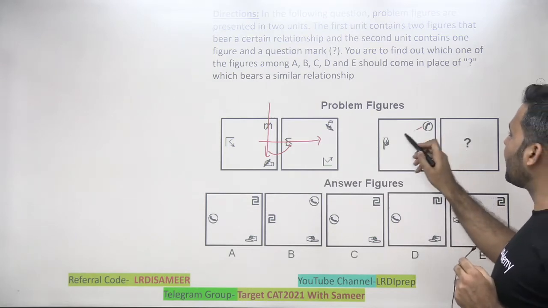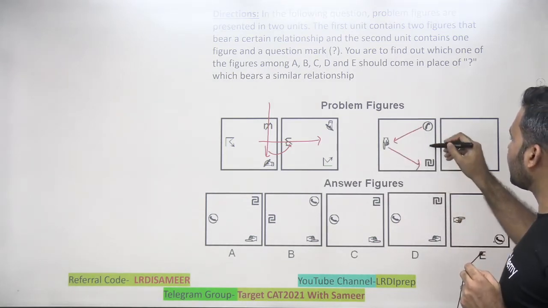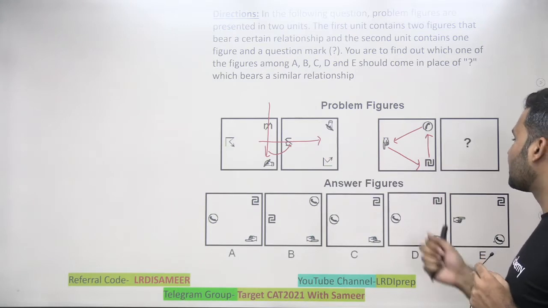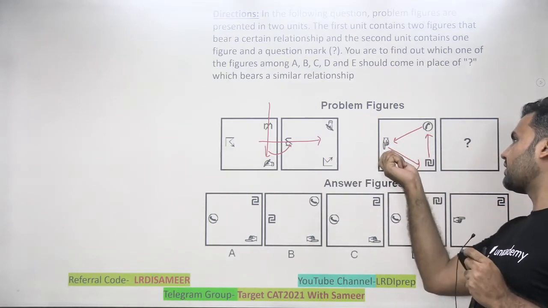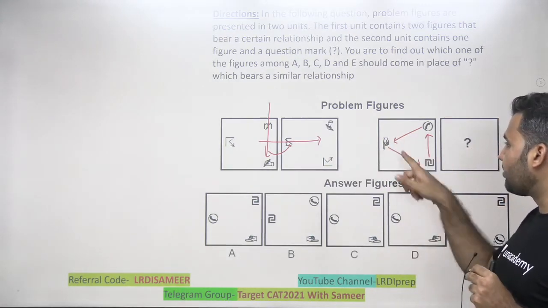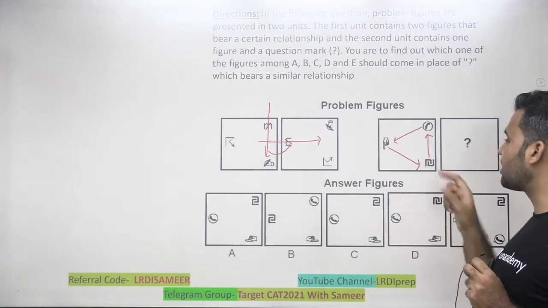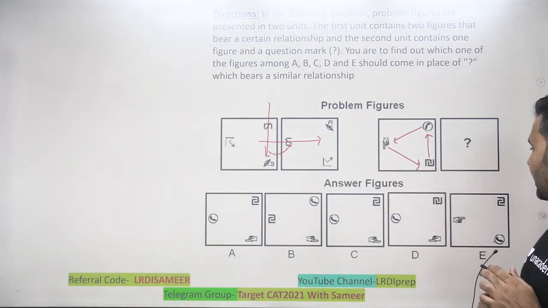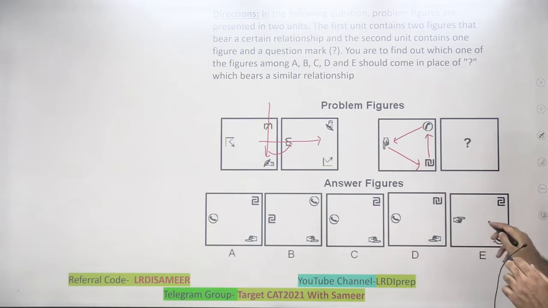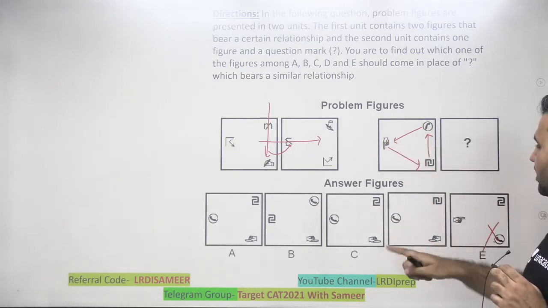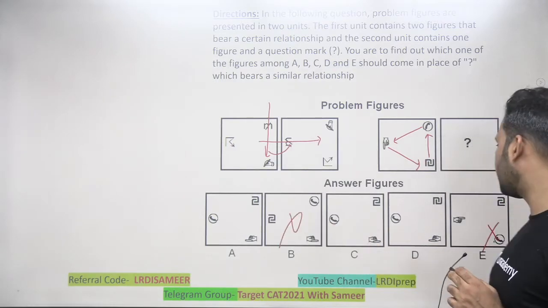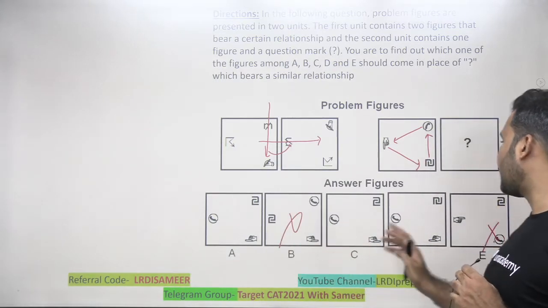So this will be coming over here, this will be coming over here, and this will be shifted over here. This figure representing the hand with a pointed finger should be coming on this corner. So you can straight away eliminate all these figures. E will be straight away eliminated. This figure should be coming over here, so this is eliminated. I'm left with A, C, and D now.